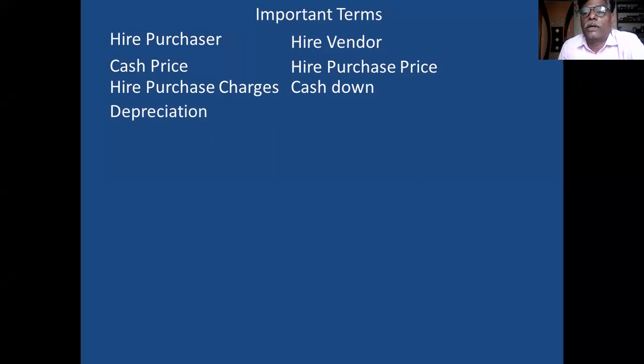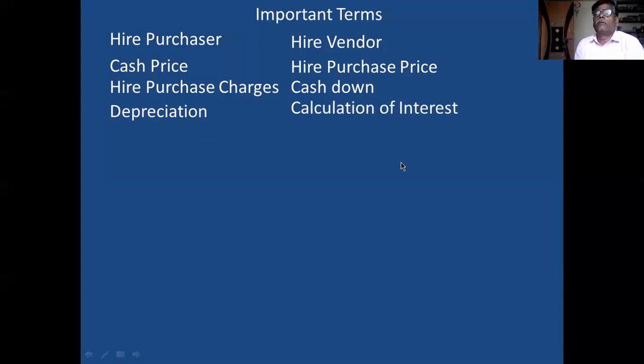Whenever the asset is purchased, you have to charge depreciation every year. The depreciation may be charged on diminishing balance method or fixed installment method. Remember this. You have to charge depreciation on the asset.